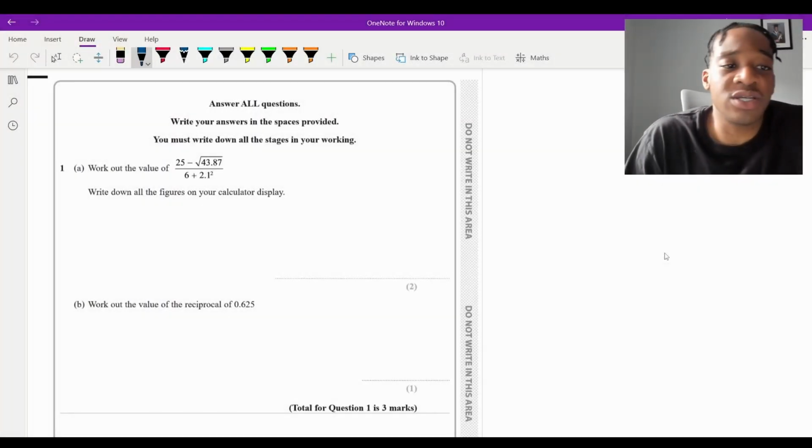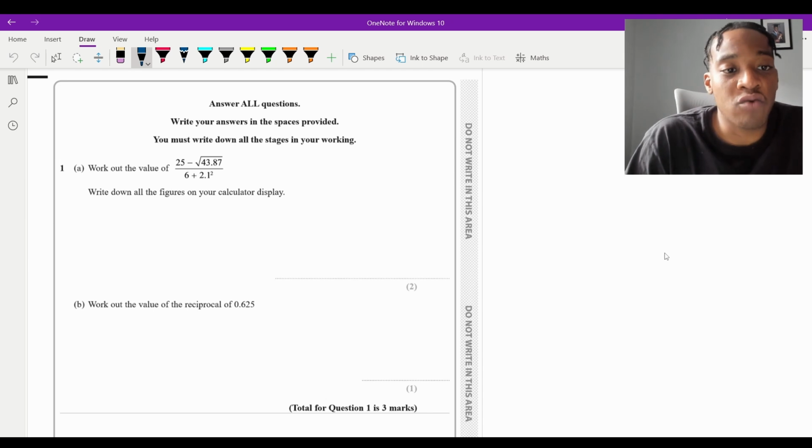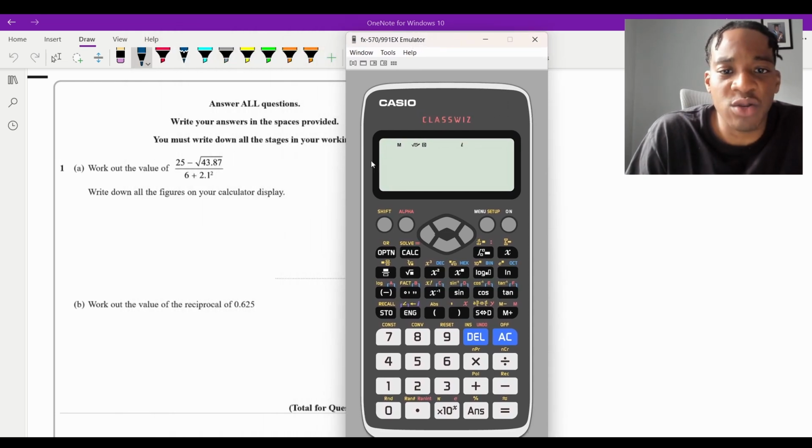Okay, so question 1 says we need to work out the value of 25 minus the square root of 43.87 divided by 6 plus 2.1 all squared. Write down all the figures on your calculator display. Okay, so this is very, very simple. All you're going to do is get your calculator and just plug in all of the values.